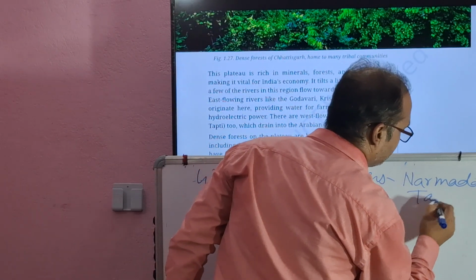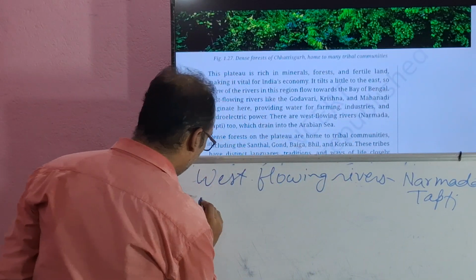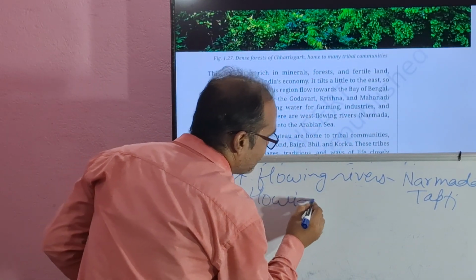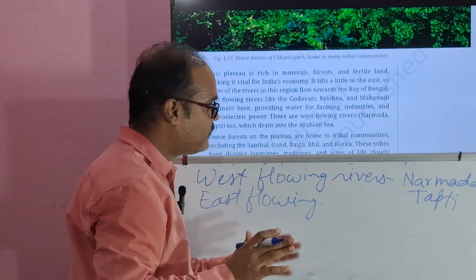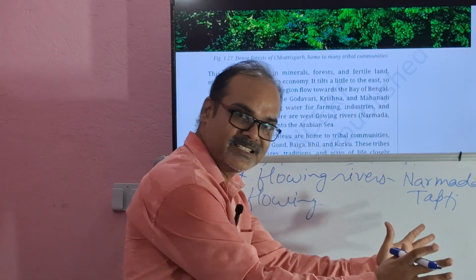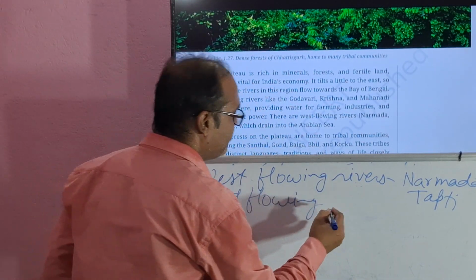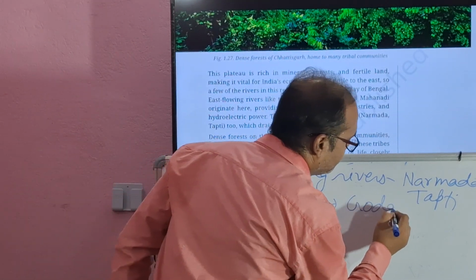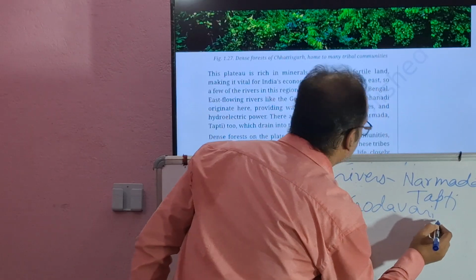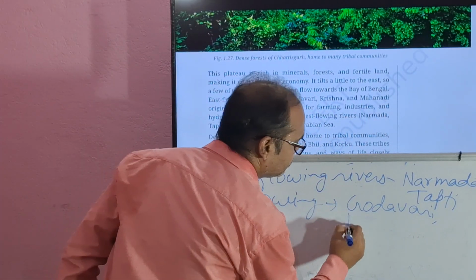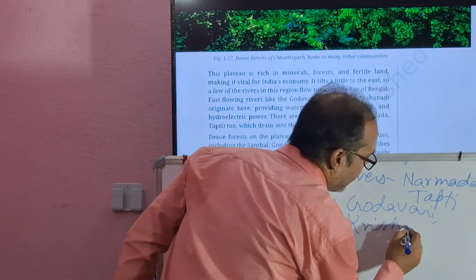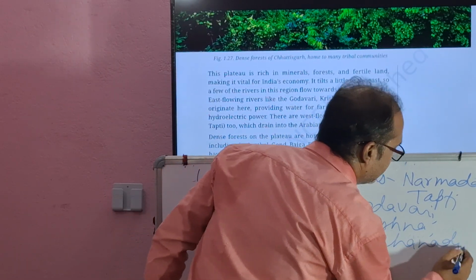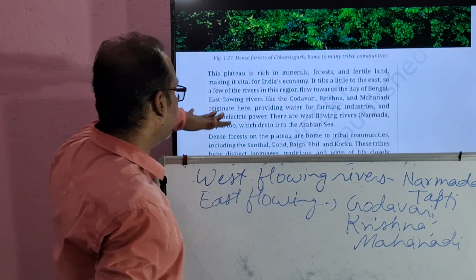and Tapti, right? See, these are the two rivers only which flow from the eastern side to the western side. And east flowing rivers, you have Godavari, then Krishna, and Mahanadi. So, this is the thing.